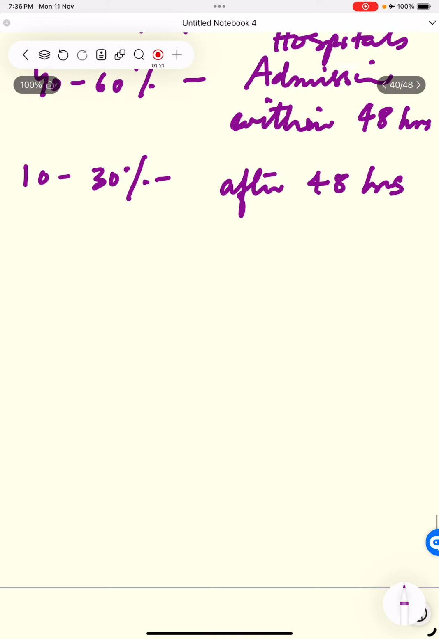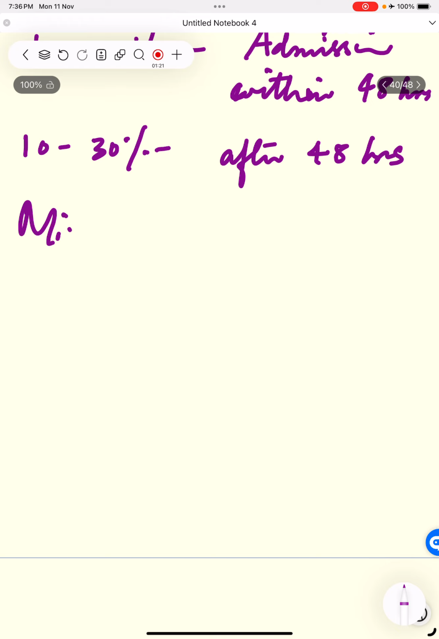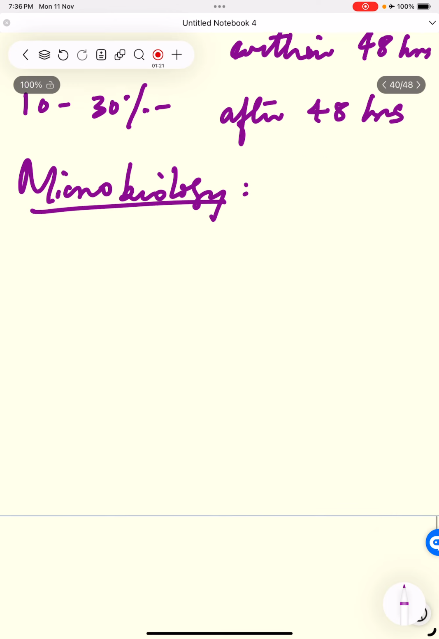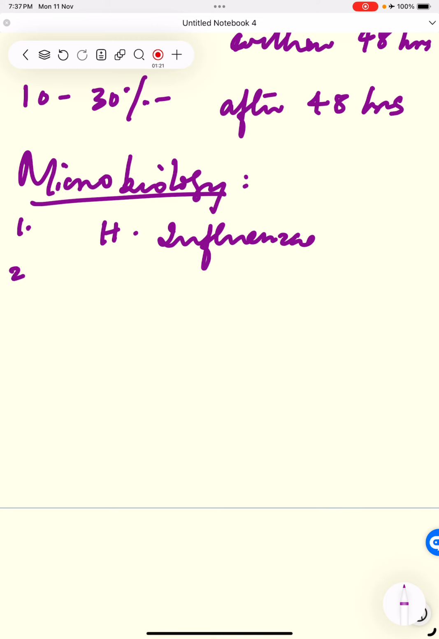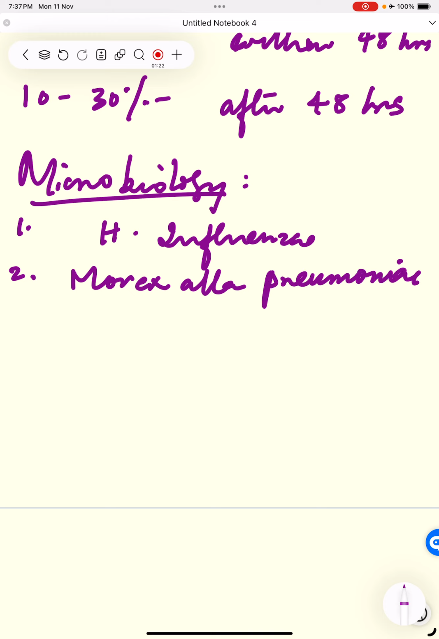Right. Now I'll just quickly take you through the microbiology or the organisms that are responsible. There are many actually. The first is Haemophilus influenzae, then Moraxella pneumoniae. Now this one is usually seen in COPD cases or who are chain smokers.